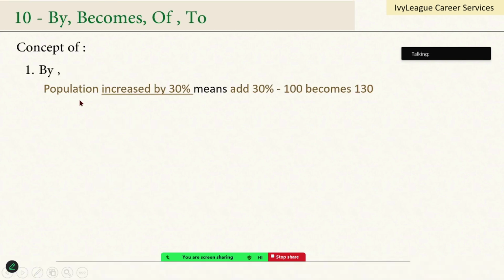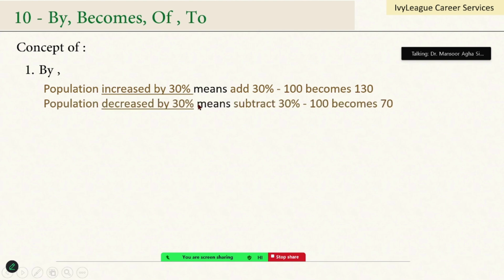So let's first of all look at the meaning of the word by. If a question says that population increased by 30%, it means whatever was the population previously, we need to add 30% to it. So percentage increase of 30% means if previously it was 100, now it has become 130. Keep writing along with me. If population decreased by 30%, it means we have to subtract 30%. So if previously it was 100, now it becomes 70.